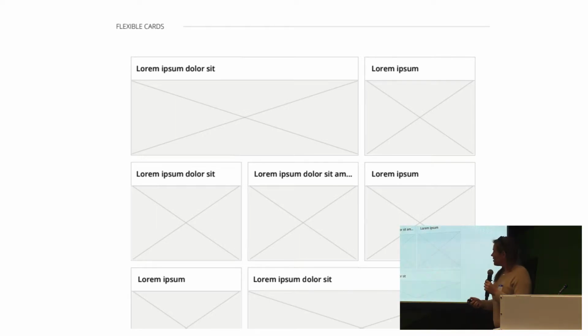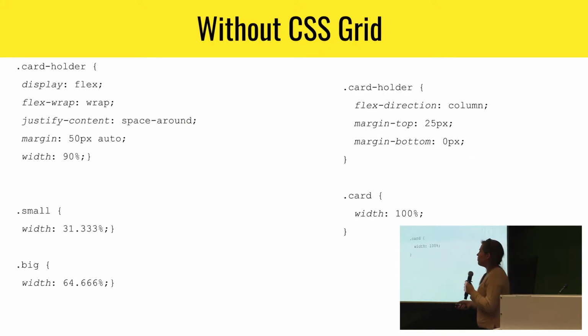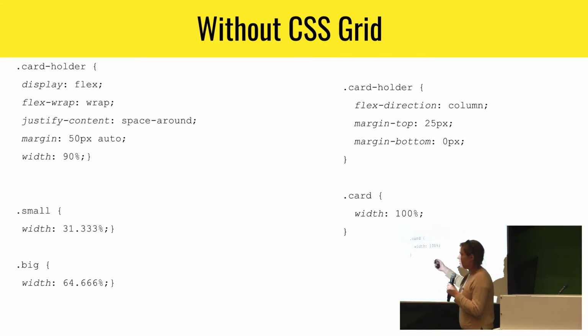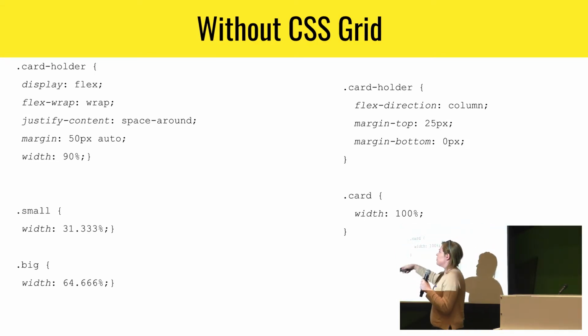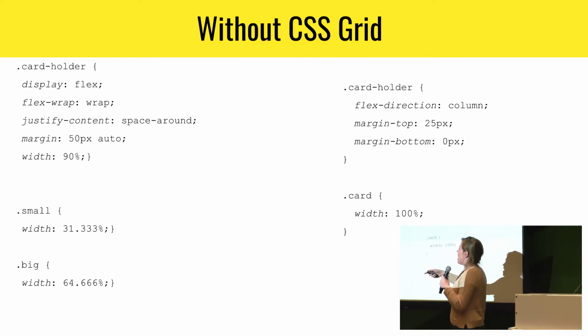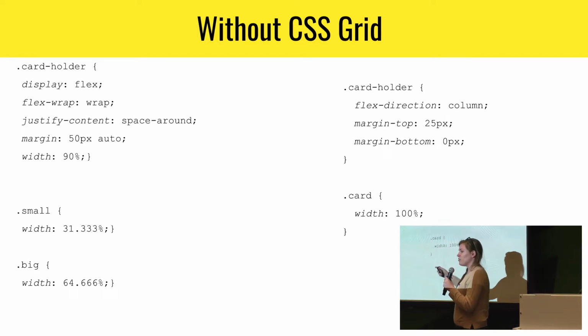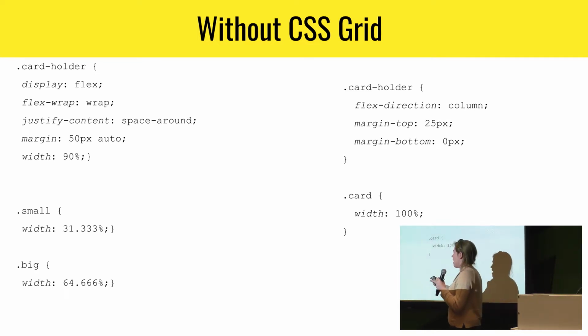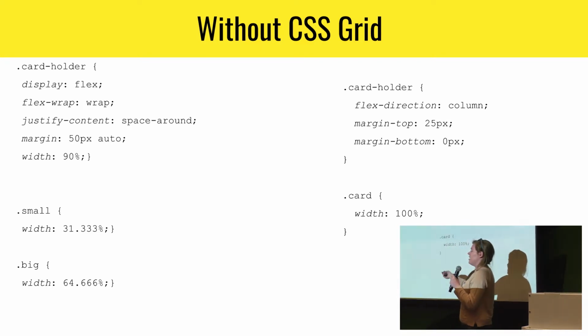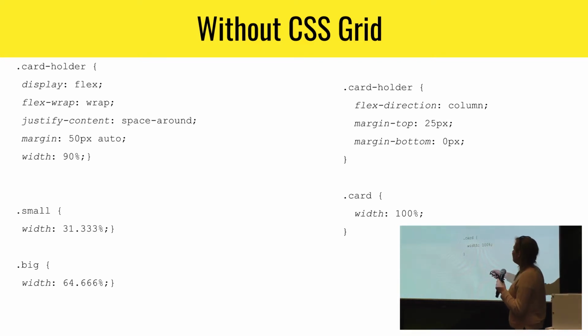Okay, so this is what we would code usually without CSS Grid. We'd have to display flex, we'd have to wrap it, justify the content, have space around, so we have those margins. And then we'd have to define the size of each of the containers. And then when you wanted it on a mobile view, you'd have to redefine the size of all those cards, and then change the flex direction from columns to rows, or from rows to columns.